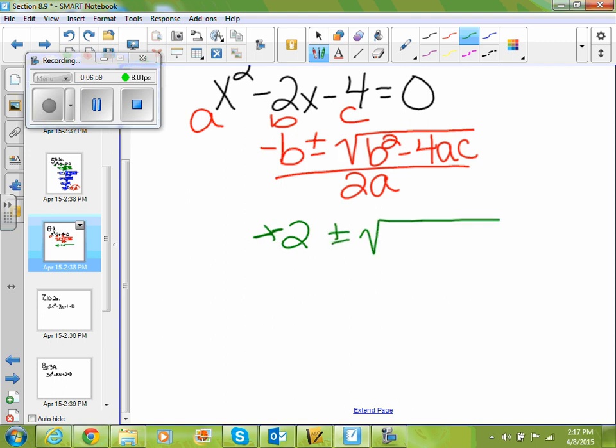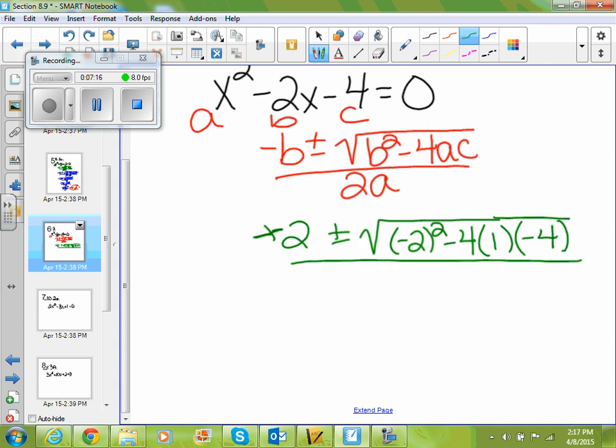Plus or minus the square root of B squared. What's my B? Negative 2. So negative 2 squared minus 4 times my A. What's my A? 1. 1 times my C. What's my C? Negative 4 divided by 2 times my A, which is 1.